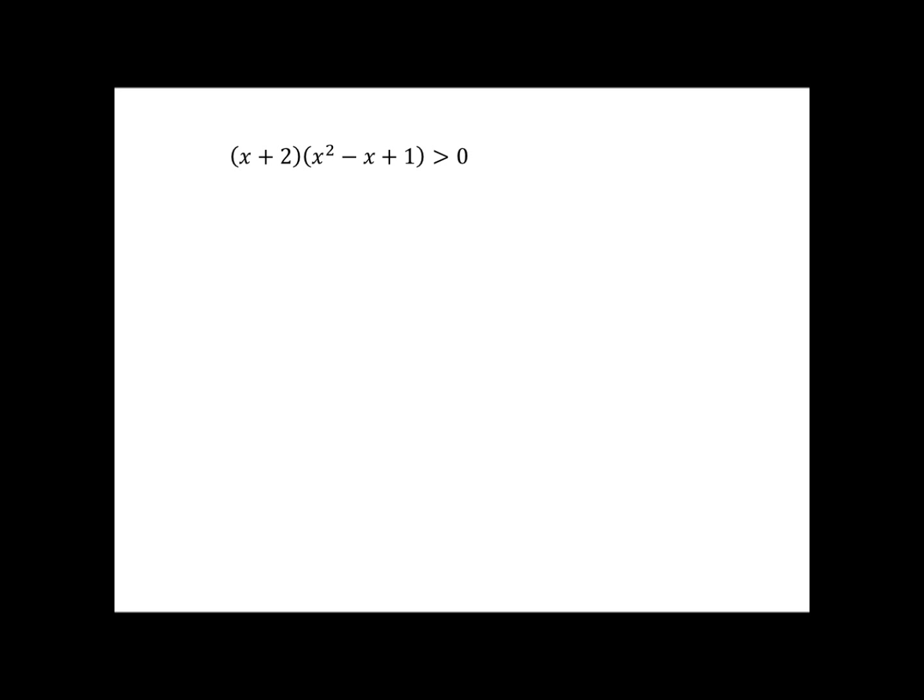So, let's take a look at this inequality. First thing I want to do is change it to an equation. It just makes people more happy that it's an equation rather than an inequality. Now, I've got two factors. I set each of those factors equal to 0. Now, x plus 2 equals 0, simple. x squared minus x plus 1 equals 0. Well, it's a quadratic equation. I should try to solve it by factoring. If I can't, then I have to try something else. And by the way, x squared minus x plus 1 does not factor.